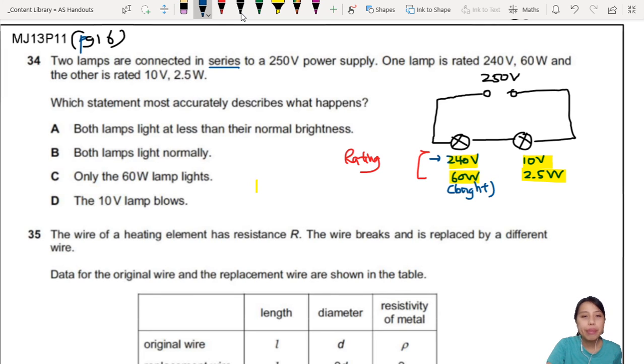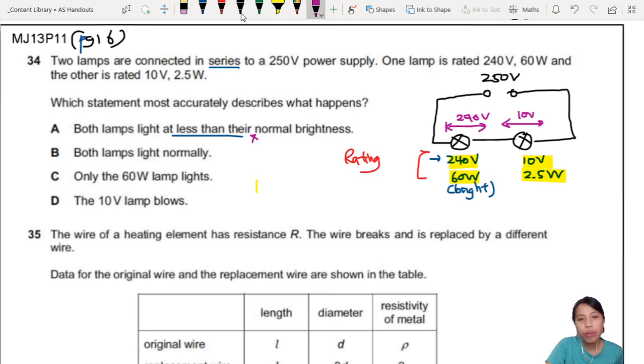First one, both lamps light at less than their normal brightness. What is normal brightness? Normal brightness is, you give it 240, it is 60 watt. That is the normal brightness. So is it getting 240 volts? Well, you can check and see. Supply is 250 volts. So here, just nice, will drop 240. And then here can drop 10 volts. Just nice. You feed them what they like. So they will light normally.